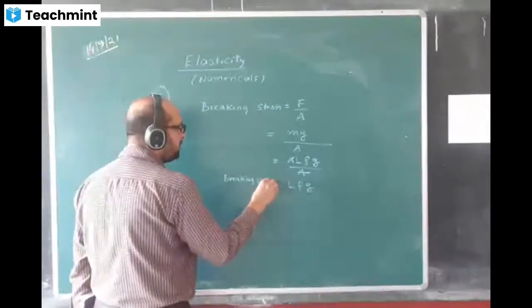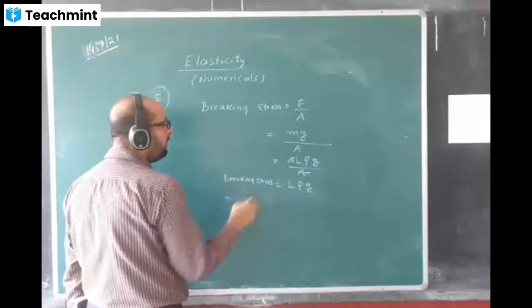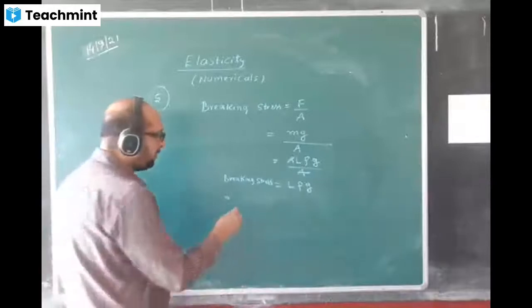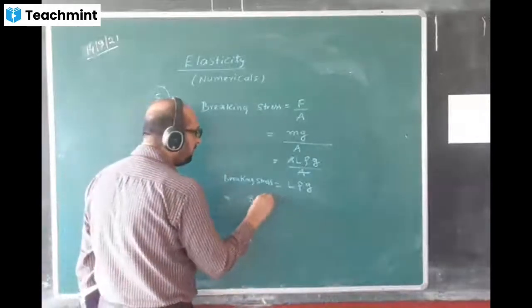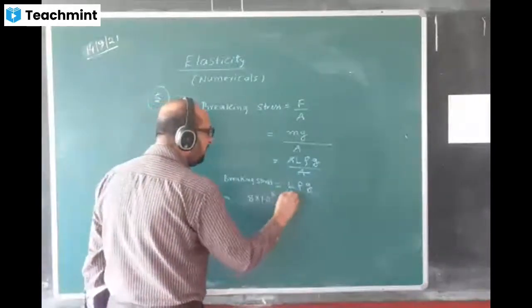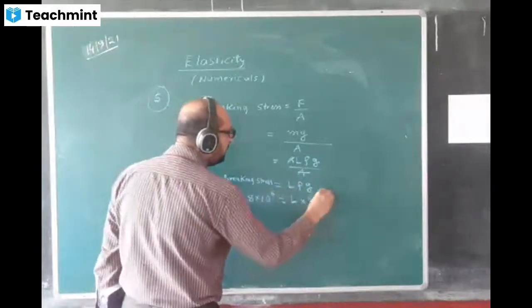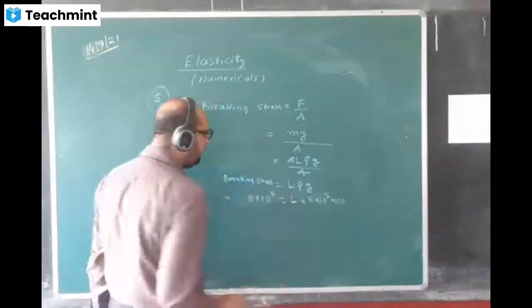Breaking stress. Now I put the value. Breaking stress value is given in the question, how much? 8 into 10 to the power of 6. Write down that value. You have to find the length of the wire. Density of the wire is given 8 into 10 to the power of 3 and G value is given 10. Now get the answer.